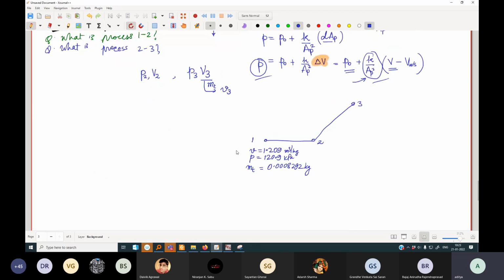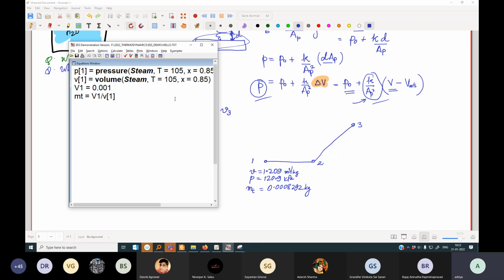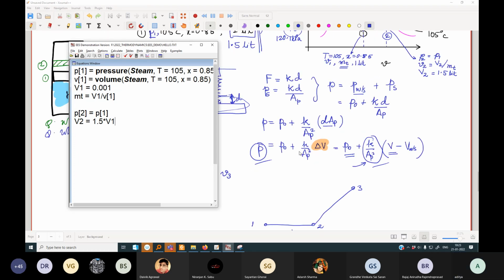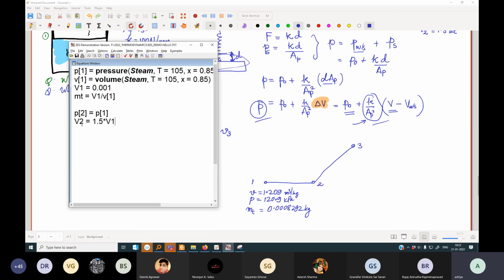Now state point 2. Okay, so we'll go to EES once again. We will first of all say that P2 is going to be P1. That much is clear. Then V2 is 1.5 times V1. I'm just not hard coding it. It is 1.5 liters, nothing else. V2 is 1.5 liters, which is nothing but 1.5 times the initial volume. Okay, I've done nothing fancy.